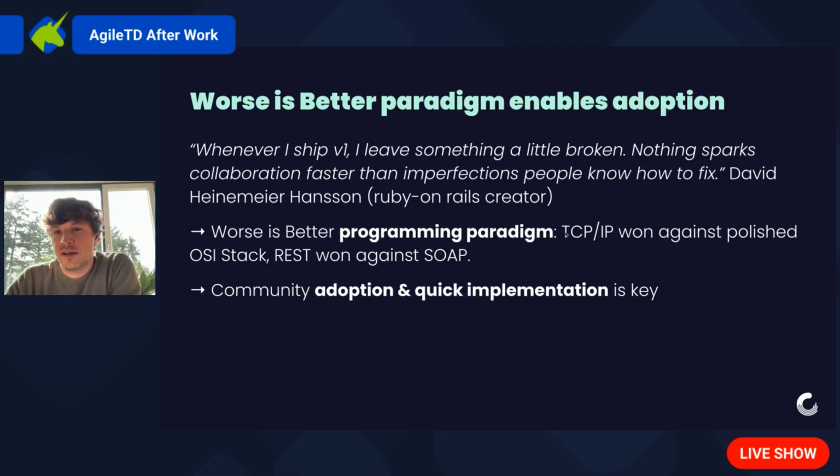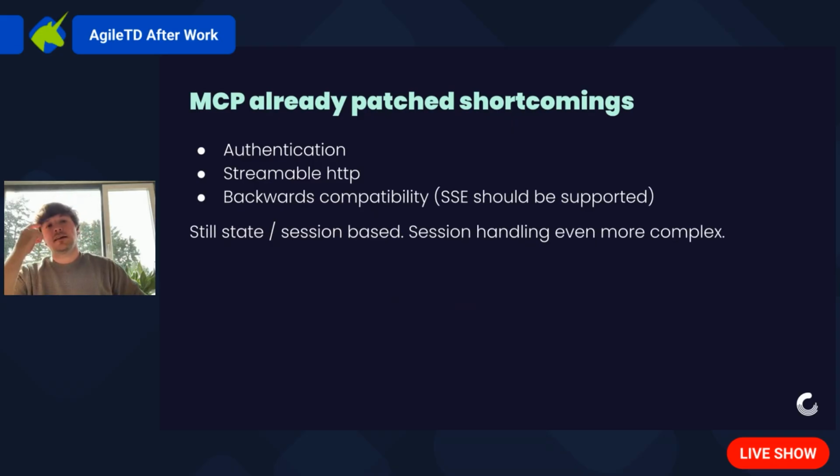And it's also the reason why imperfect protocols like TCP/IP won against the much more polished, much more advanced OSI stack. And it's also why REST won against SOAP, which is especially the enterprise counterpart. And as I mentioned previously, the community adoption, being loved by developers, and a quick turnaround of their ideas, their feedback into specification or implementation is key. And MCP did exactly that.